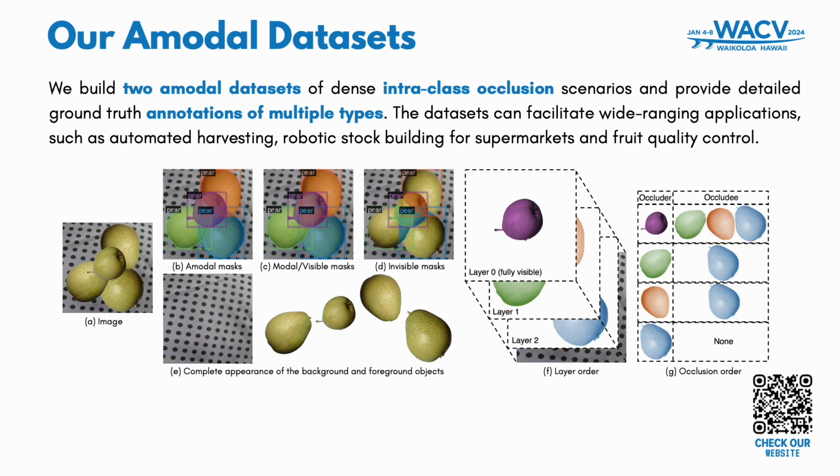For each instance, the annotation provides a visible mask, an invisible mask, an amodal mask that combines visible and invisible masks, complete appearance images, layer orders, and occlusion orders. The datasets can facilitate many applications, such as automatic harvesting, robotic stock building, and fruit quality control. Our new datasets are available for the novel and understudied problem of intra-class occlusion, unseen in previous amodal datasets.